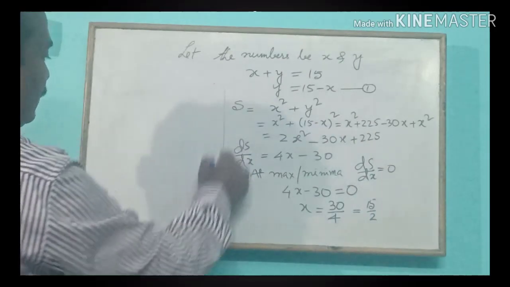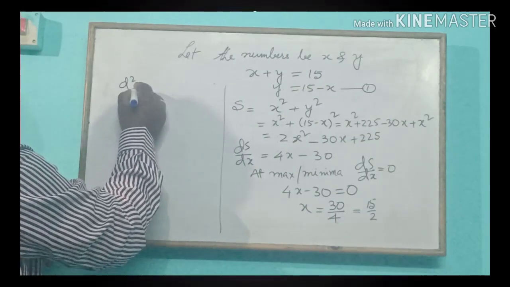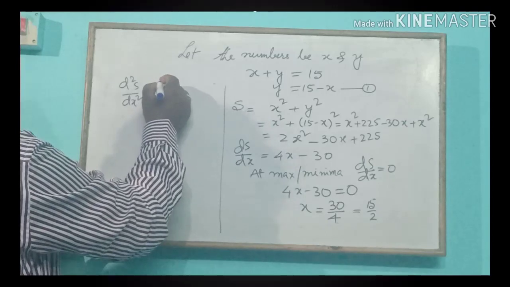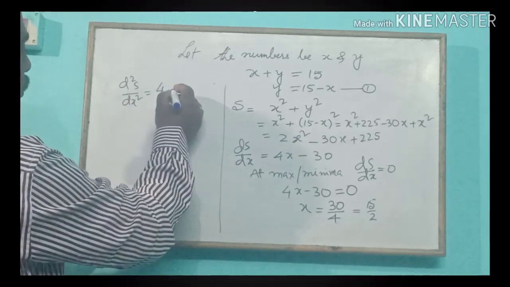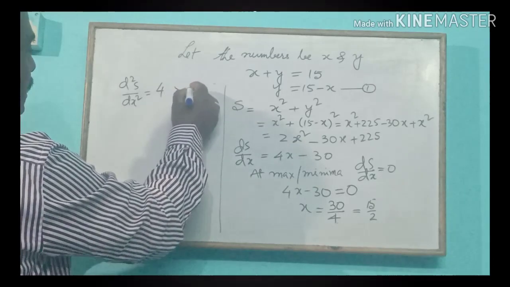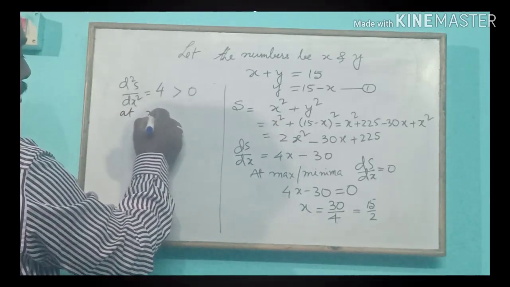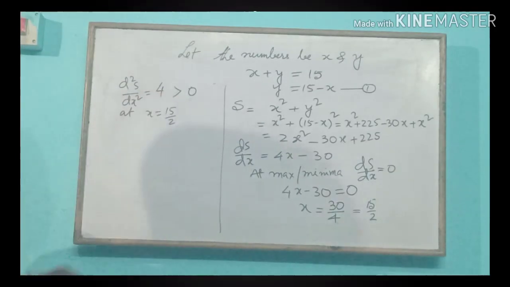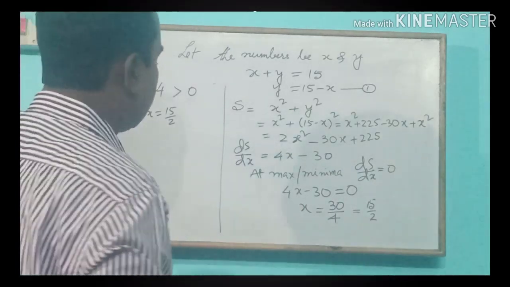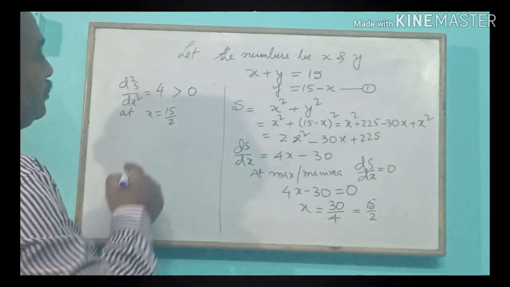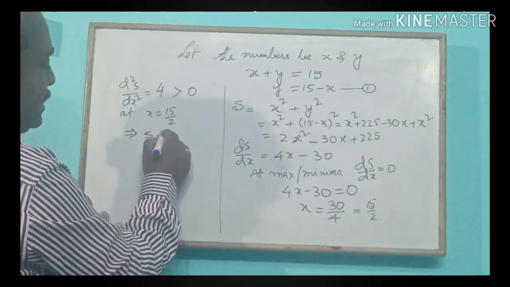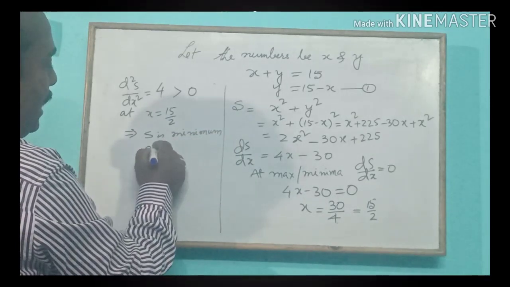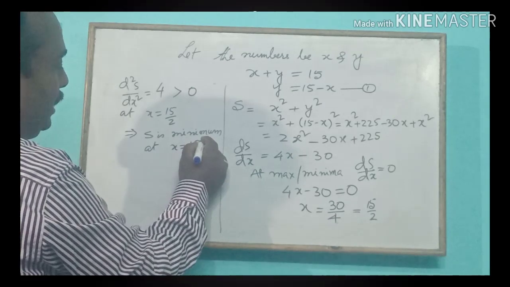So for that, let us find d2s by dx square, that is 4. Now this is 4 which is greater than 0 at x equal to 15 by 2, because at 15 by 2 also it will be positive because there is no x, so the value remains positive at any case. So this is greater than 0, shows S is minimum at x is equal to 15 by 2.